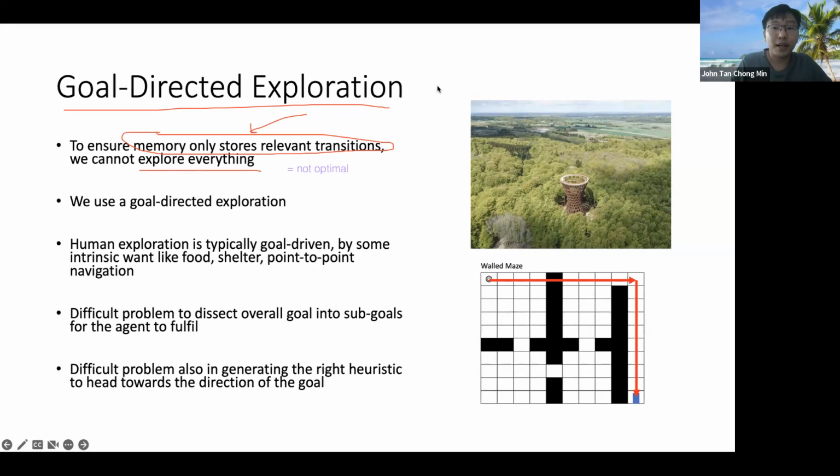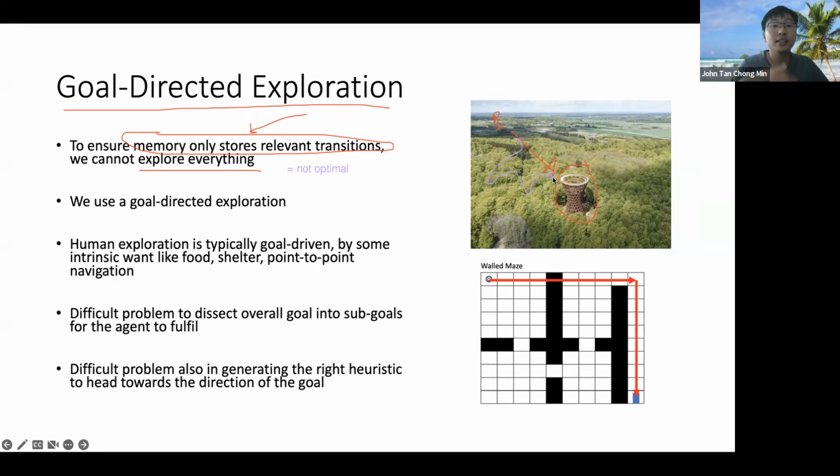So this goal-directed mechanism does that. One example of goal-directed exploration is like that. Imagine you want to see this tower in the middle of a forest, and you are somewhere over here. You don't know how to reach the tower, but you know that this tower is over here. So I can head roughly in this general direction of the tower. Of course, in the middle, I might shift a bit and so on, but eventually I will reach the tower.